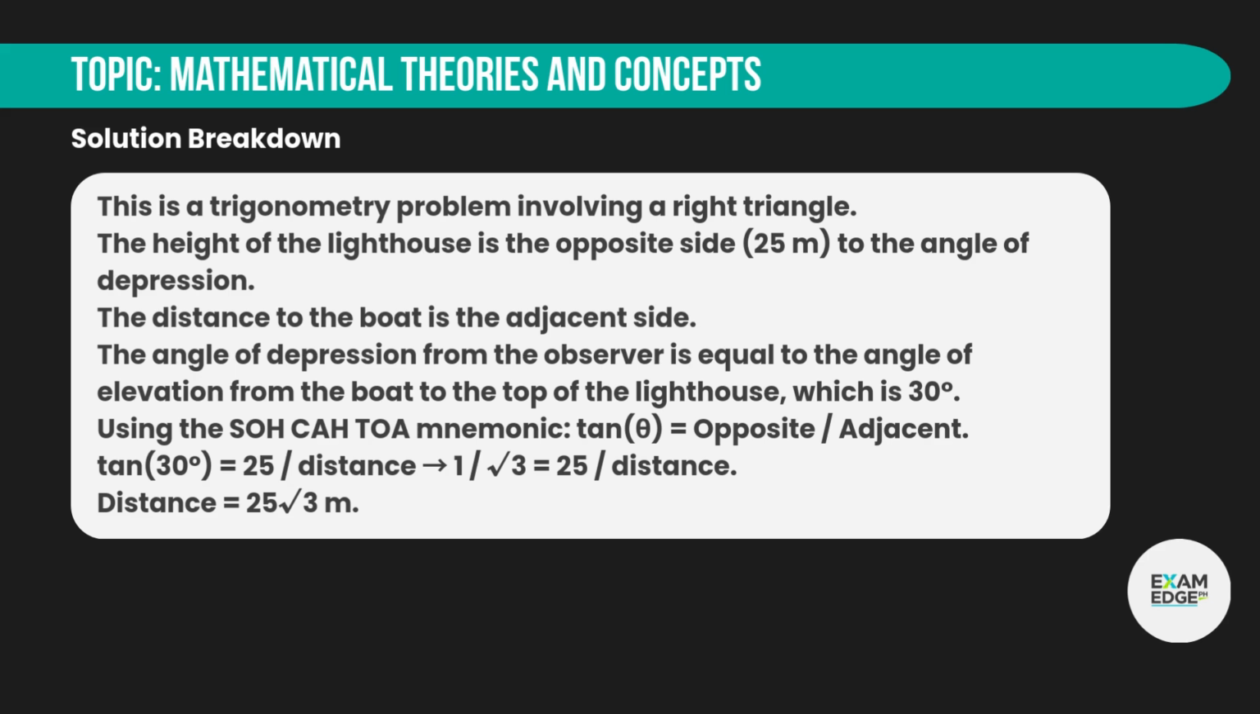Using the SOHCAHTOA mnemonic, tan theta equals opposite over adjacent. Tan 30 degrees equals 25 over distance. Then 1 over square root of 3 equals 25 over distance. Distance equals 25 square root of 3 meters.